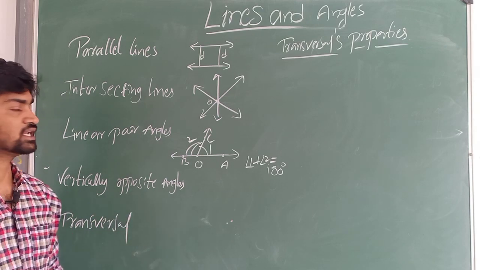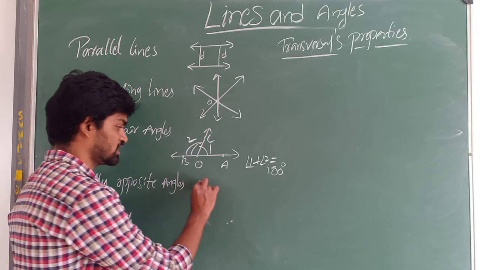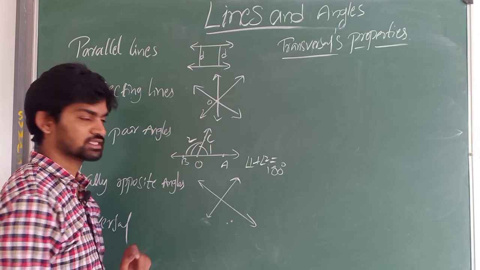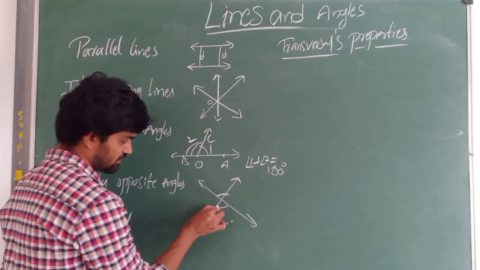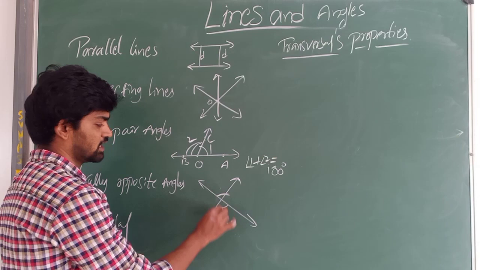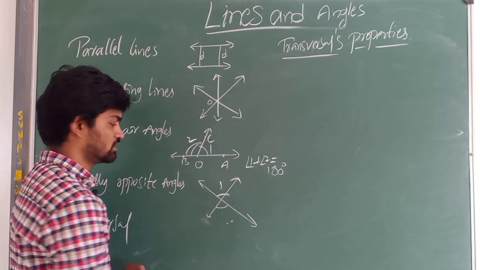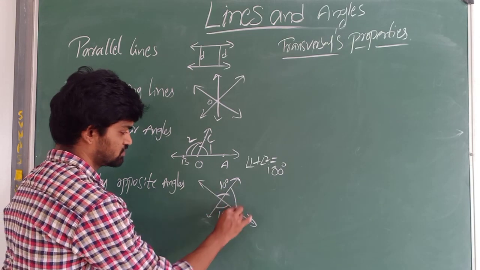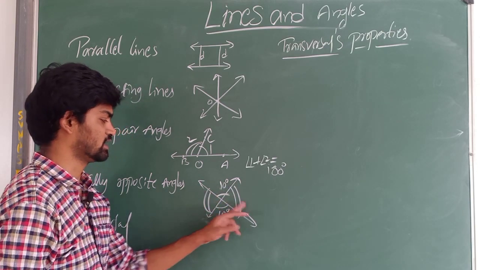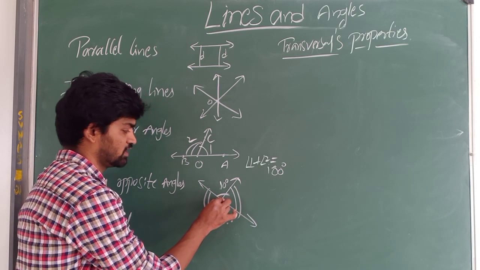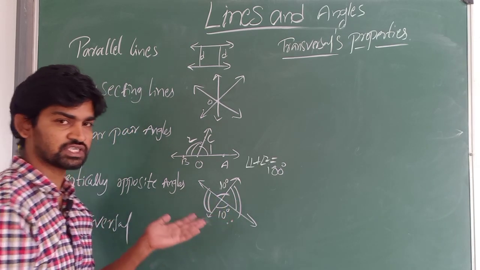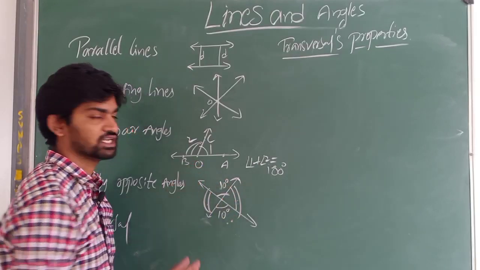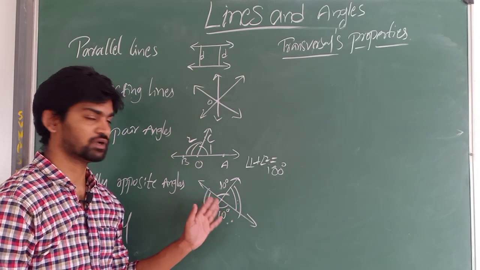Okay. Next, vertically opposite angles. What vertically opposite angles are is very important. See here, two lines are intersecting. Here one angle forms. They are opposite and their measure is equal. If this is 10 degrees, this also will be 10 degrees. And these two angles are also equal. They are opposite. This is the vertex. They are opposite to the vertex. That's why they are called vertically opposite angles. These two angles are equal and these two angles are equal. If two lines are intersecting, this property exists.